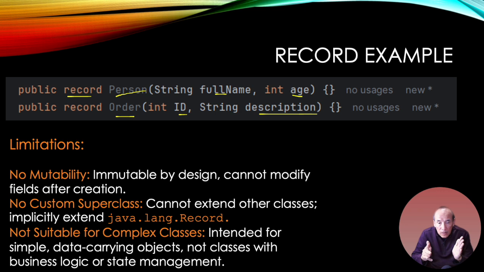It's immutable. You can't change it; you can't modify it later. There's no custom superclass. It cannot extend another class. But I don't think that's too much of a problem. And it's generally not suitable for complex classes when you have more methods, functionality, or utilities. But if you just have a plain old class that just has some attributes, records are the way to go.